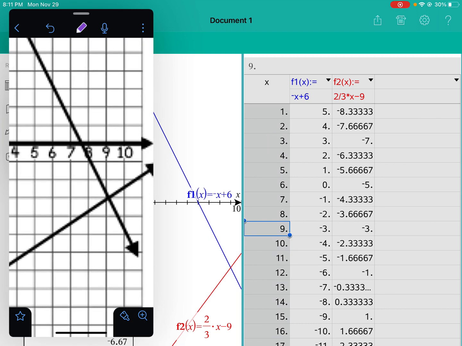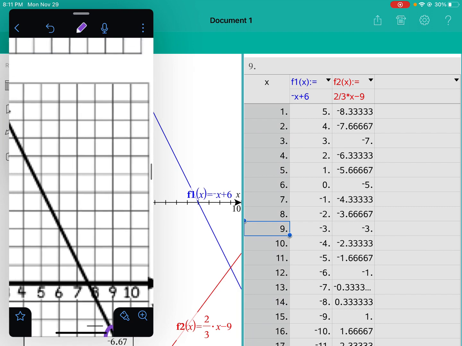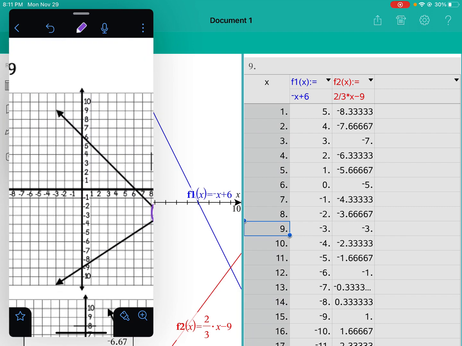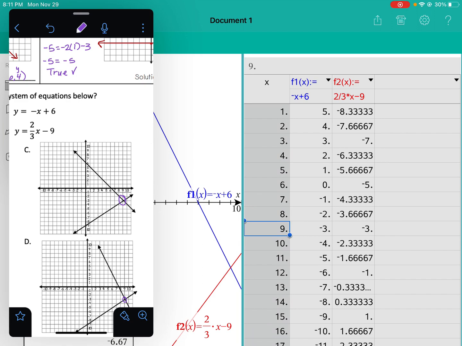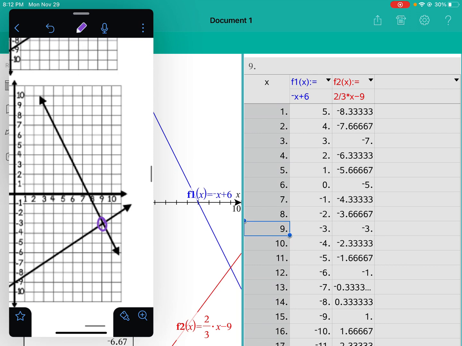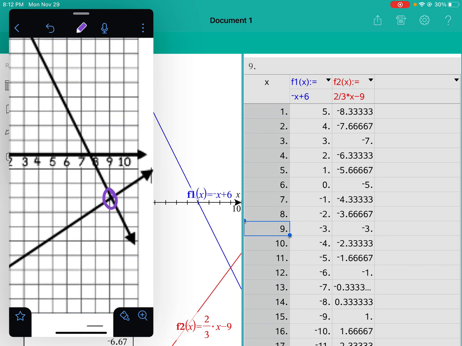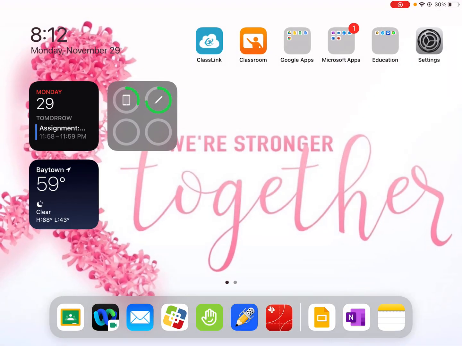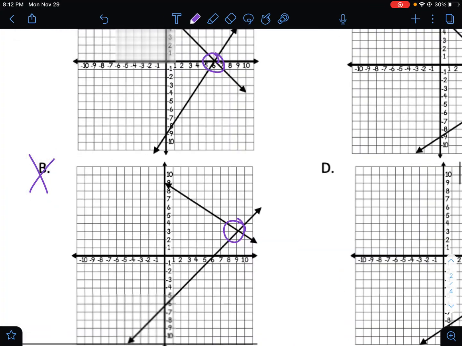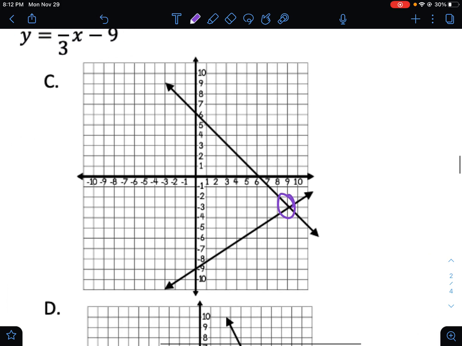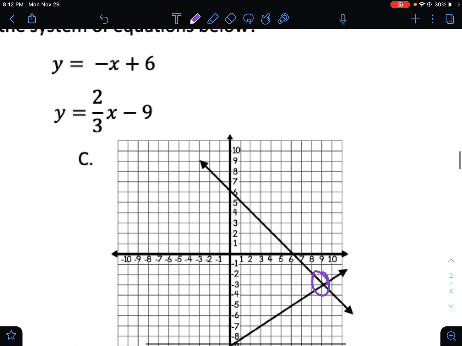Let's see. 1, 2. That one's a little off. Okay. But how we can also check this out. Okay. Because those are really close and they look like they're intersecting at the same one. I would say that this one's a little off, but let's be double sure. And check the slopes of these two lines.